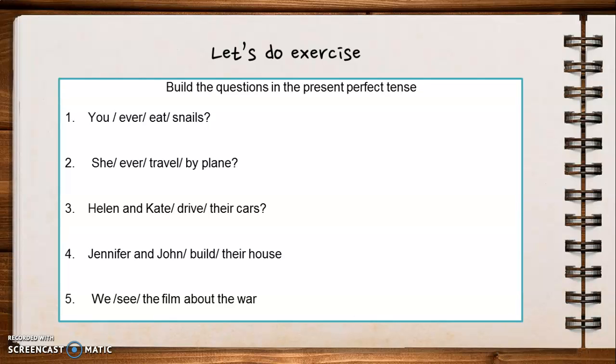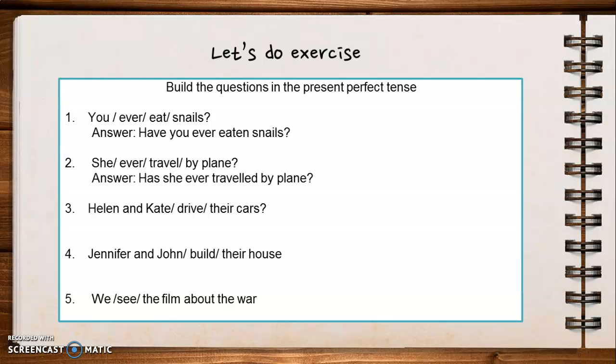Okay, next class, how to arrange the questions in present perfect tense. The first, you ever eat snails? The answer will be, have you ever eaten snails? Why? It's happened because to be of you here have, and then eat is eaten. So the answer will be, have you ever eaten snails?